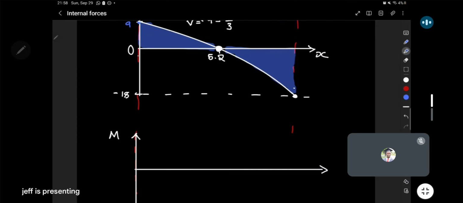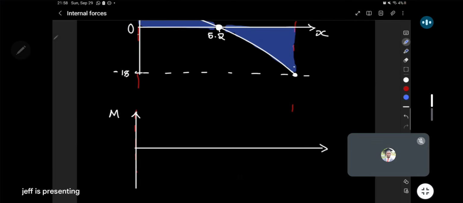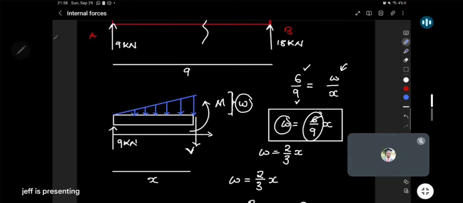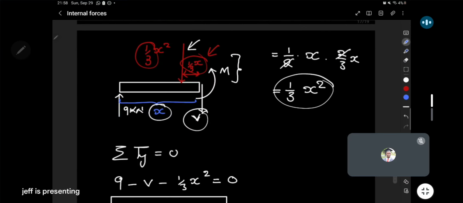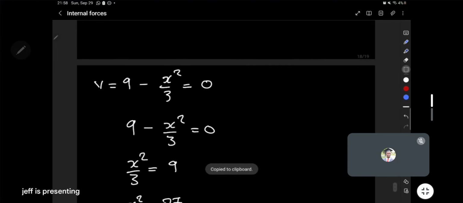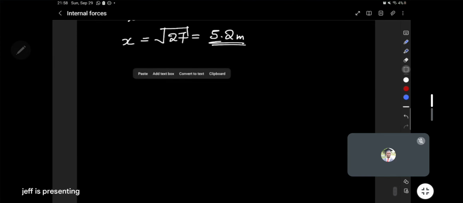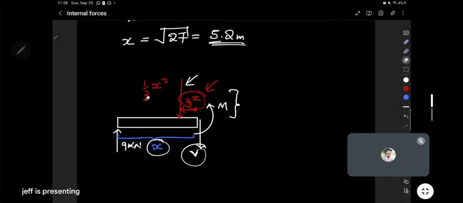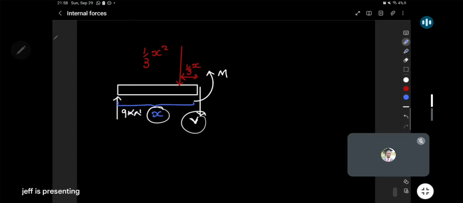So with the shear force sorted out, now let's look at the bending moment diagram. For the bending moment, we're just going to use what we already came up with, which has the distances in place. So what are we doing here? We're going to take moments about where the section is. So we're going to take moments about this point.